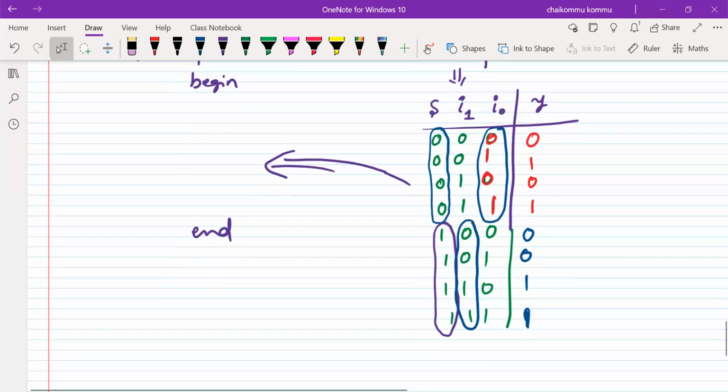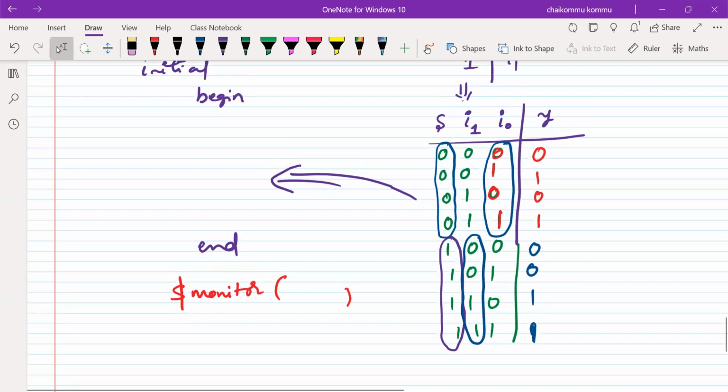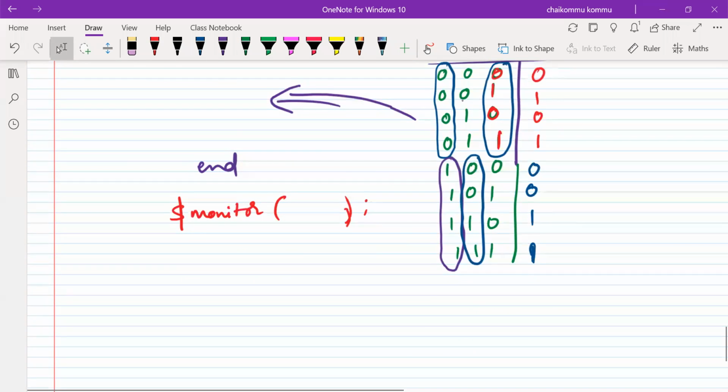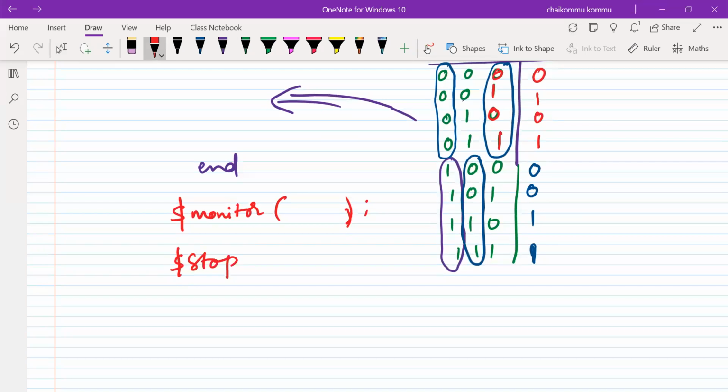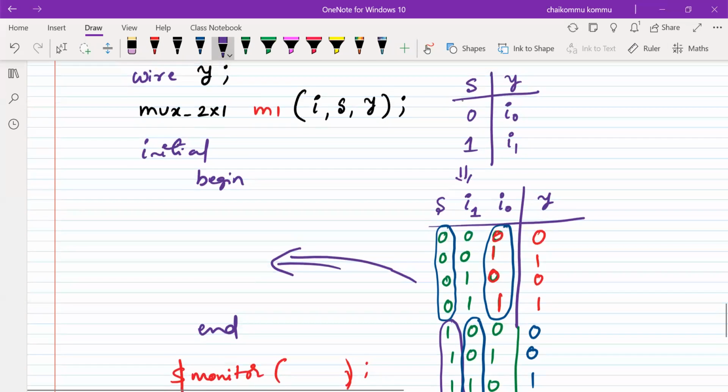But don't forget to write the initial monitor statement. $monitor, do not forget. Something we have to write here, and $stop also you should not forget. And finally, we need to write end module. So with this, we have completed almost all the basics of gate level modeling, right? The remaining things we will see in the next class.